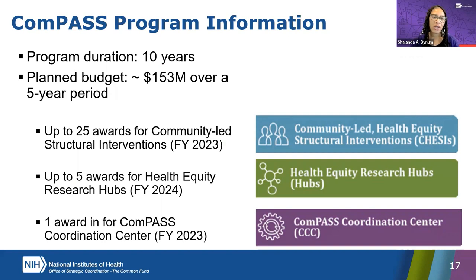As mentioned earlier, the ComPASS program will be implemented over a 10-year timeframe. The planned budget is approximately $153 million over the next 5 years. And this will fund up to 25 community-led structural interventions, up to 5 health equity research hubs beginning in fiscal year 24, and 1 coordination center. So overall, this significant investment highlights the NIH commitment to addressing health disparities and advancing health equity. Next slide.